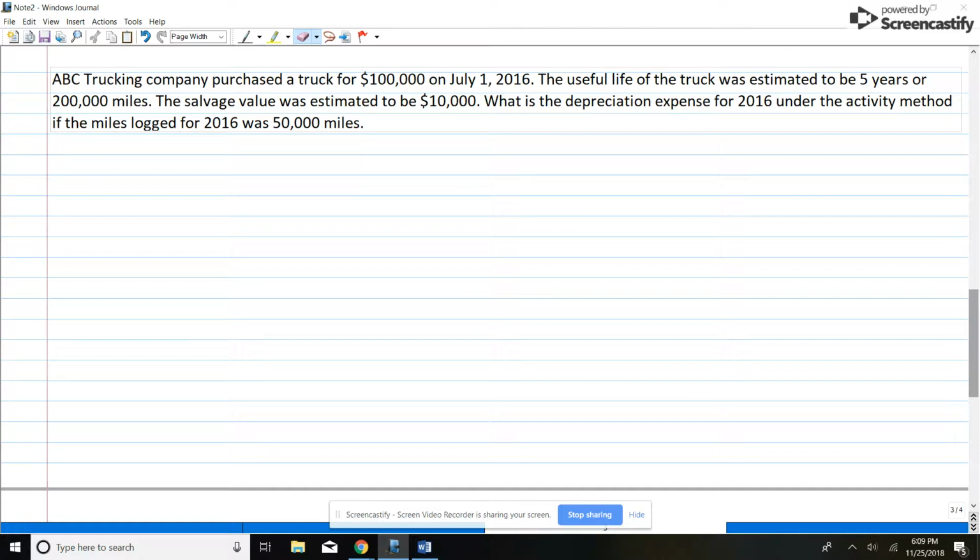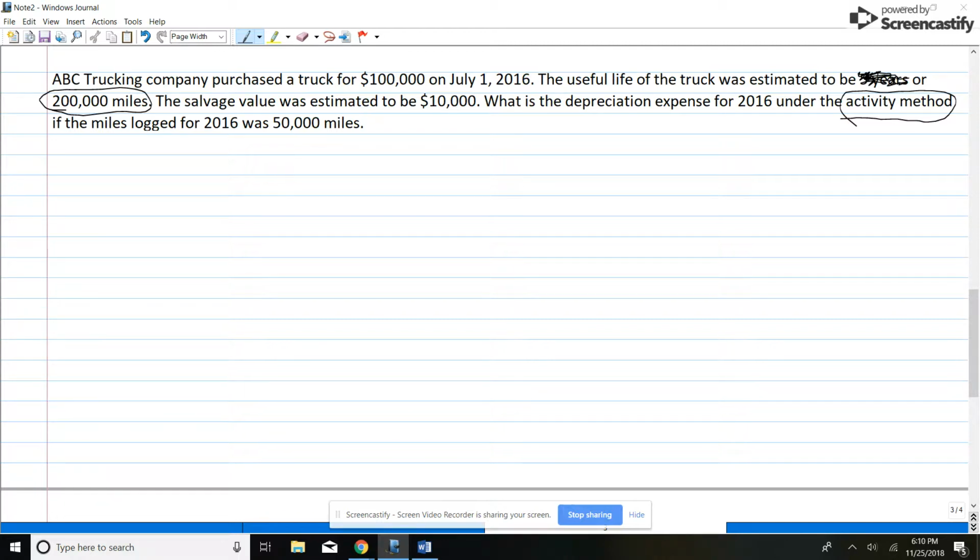So the first thing I would notice about this problem is that we're using the activity method, which means we have years and miles for a useful life. And since we're using the activity method, we don't really care about the years. We're only going to care about this 200,000 miles. So this is how long we think the truck is going to run for.